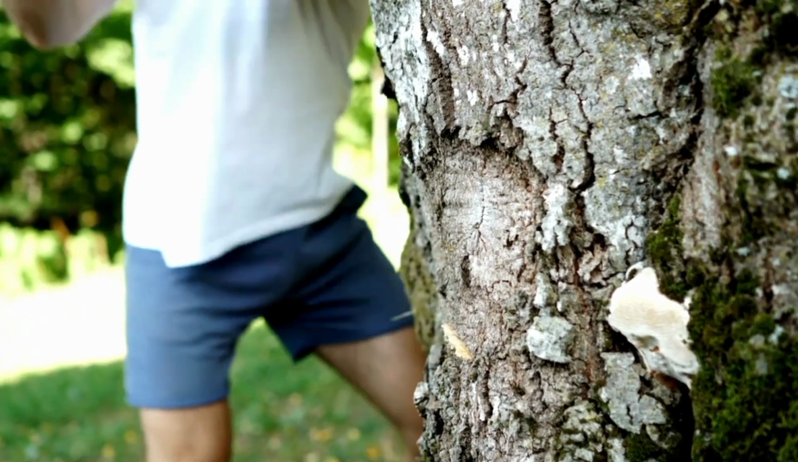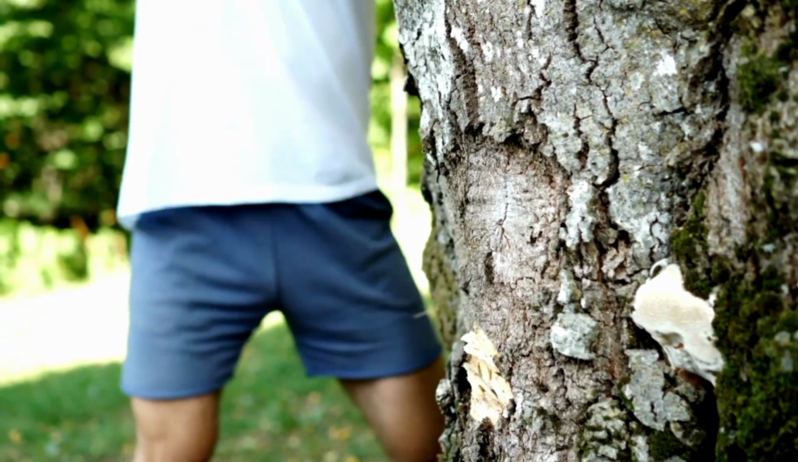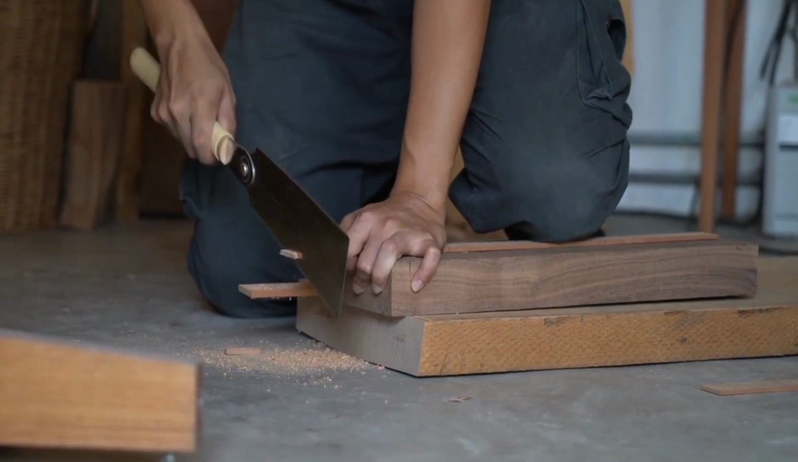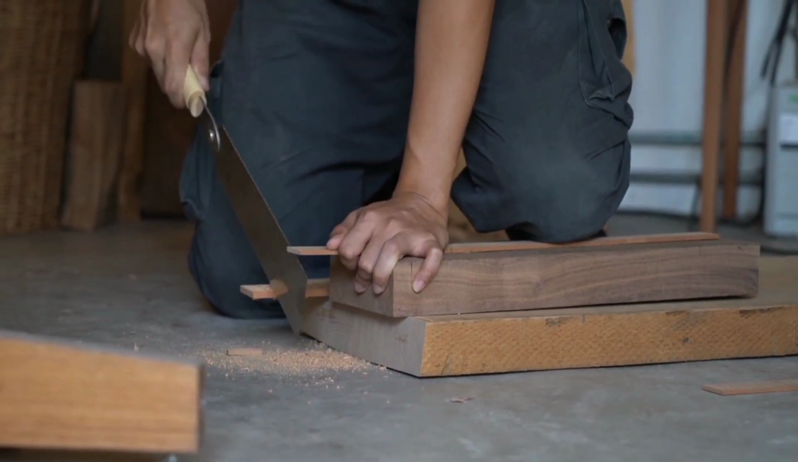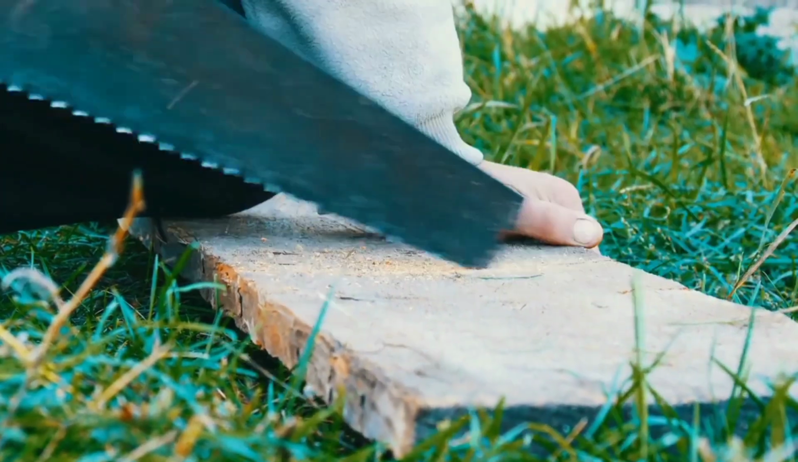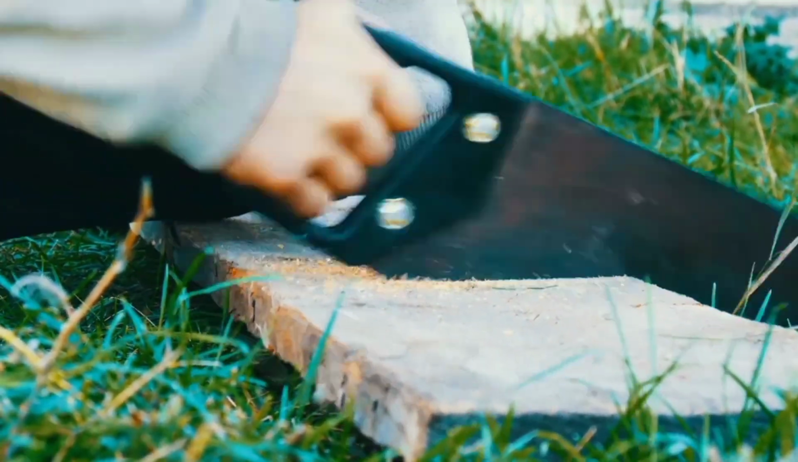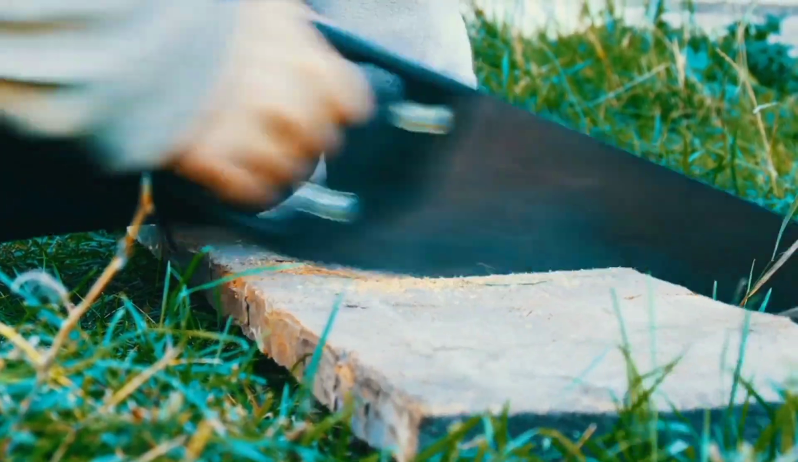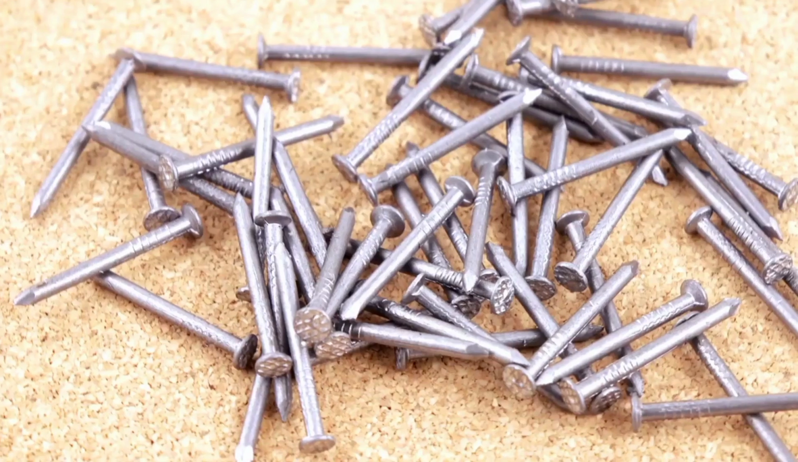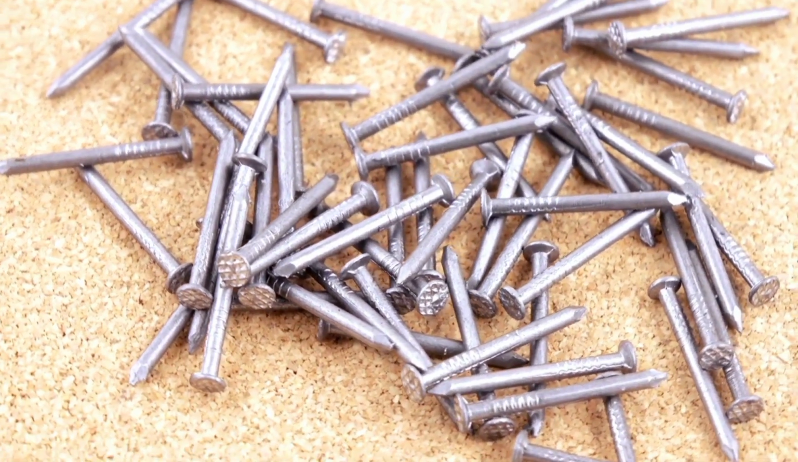This tool is called axe and it is used for cutting woods. A-X-E. This tool is called back saw. B-A-C-K-S-A-W. And this tool is called saw. It's also used for cutting woods. S-A-W, saw.